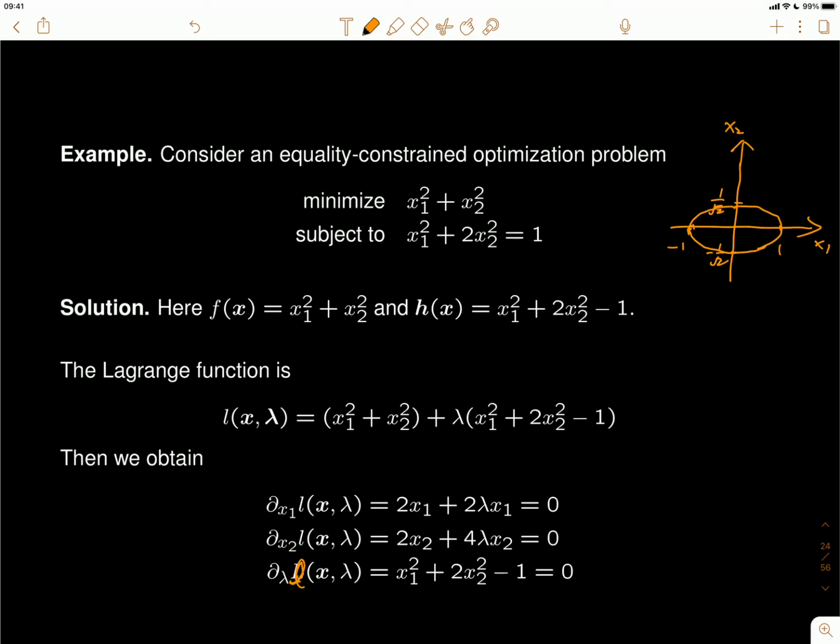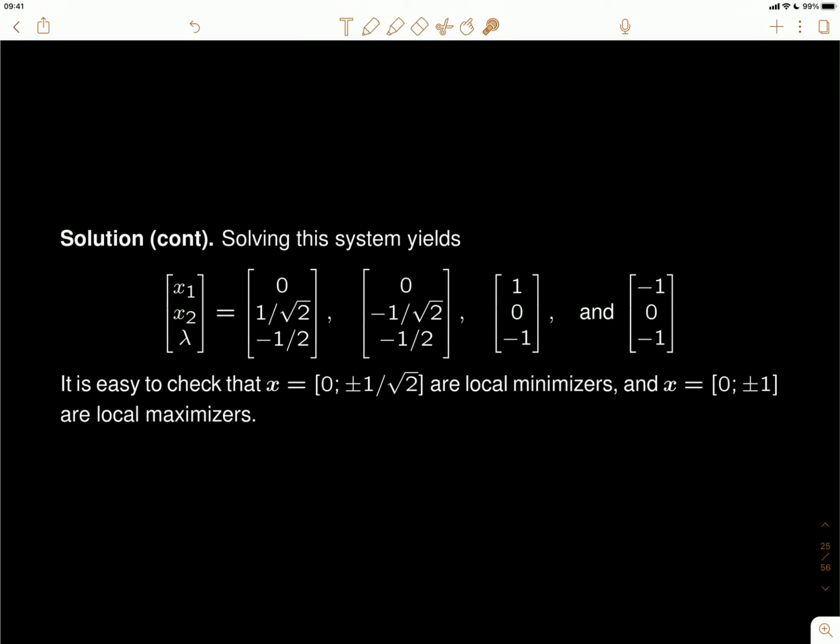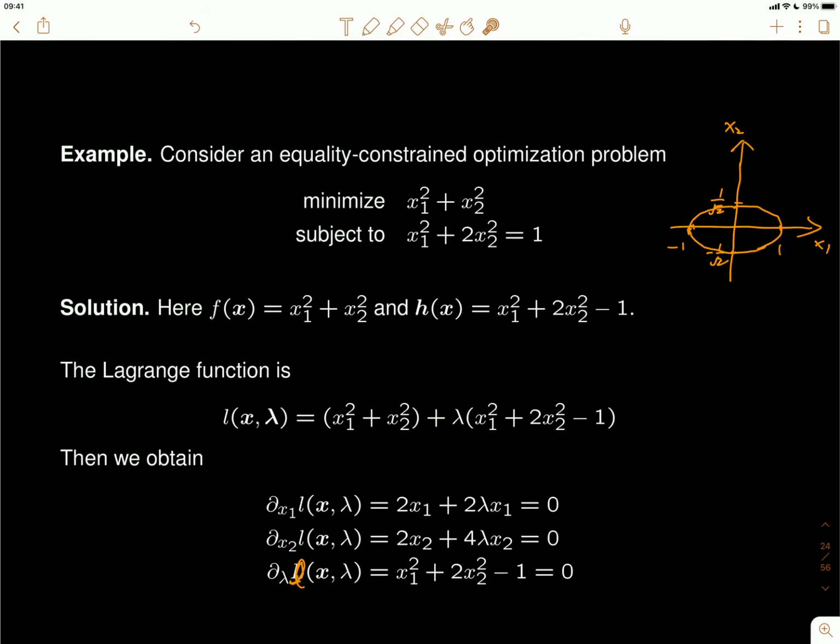Okay, and the three together gives us these three equations. And the last one is essentially just h. Right, this part is always just h of x. Then we need to solve for x1, x2, and lambda. Right, and in this case, we will get four possible choices. Okay, four possible choices. And then we can check if this x1, x2, lambda is equal to that. That means the point we have here will be just this, which is 0, 1 over root 2. That is what I wrote here, this point. Okay, it's easy to check that.